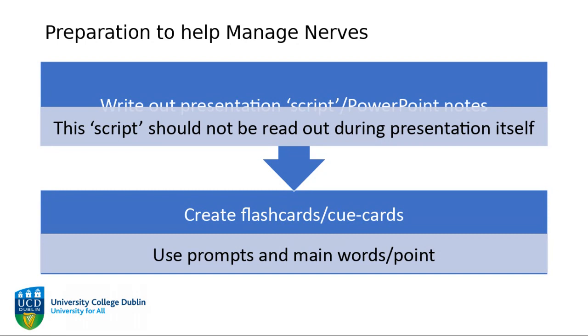Once you have that material down, then you can start looking at creating flashcards or cue cards, and you can use that to make prompts, such as using main words or different points and things like that. So it means that you've already run through the stuff that you would like to talk about. But the flashcards or cue cards, if that's something you wish to use, are there just as a prompt. Remember, like I said before, the visual aid is a prompt to help you move on to the next point, rather than reading it word for word off the slide.